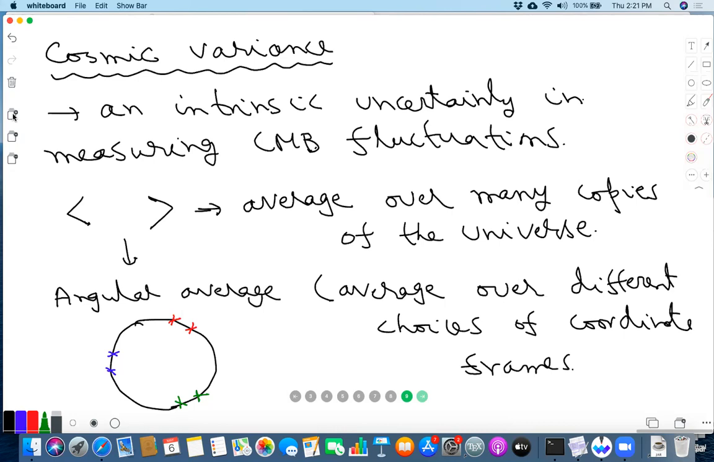So is this something like ergodicity in the sense that, since we don't have enough universes, we just consider each angular bracket as a separate source of information of the universe? Yeah, I mean, effectively that's what we are doing here.